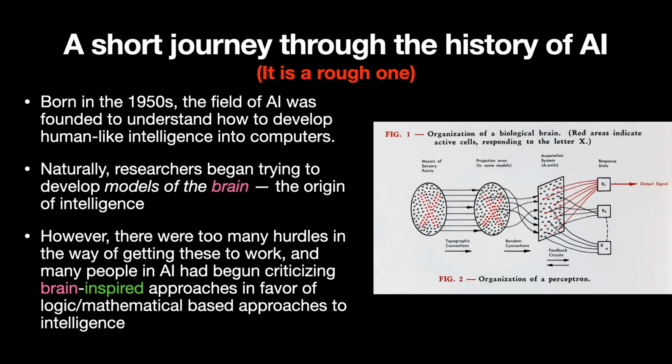Many people in AI over time had begun criticizing brain-inspired approaches to developing intelligence in favor of logical and mathematical-based approaches. A lot of people back then believed that, if you wanted to create a really powerful robot or a really powerful image classifier, you could just design all these logical if-else statements and create the ultimate machine that can solve every problem. It sounds absolutely crazy today, because we know that that's a terrible idea.